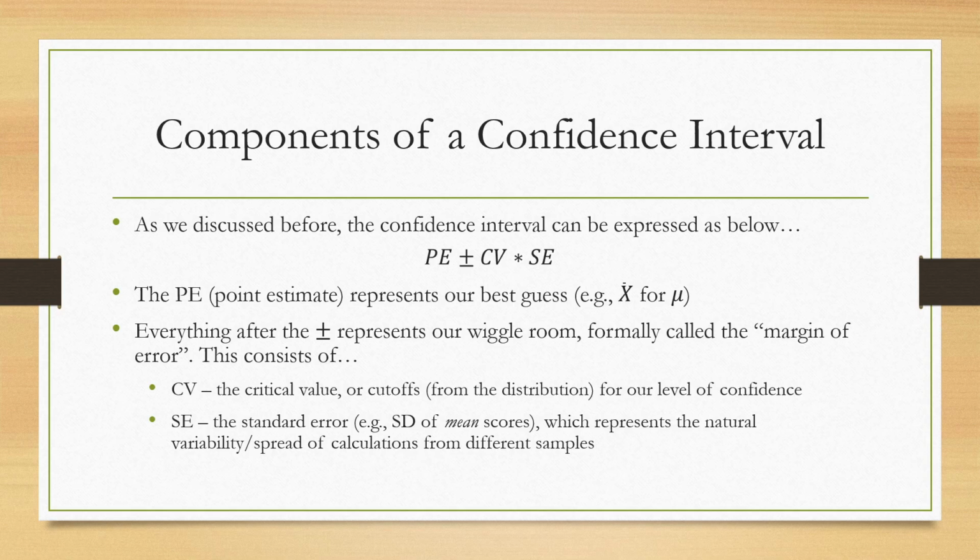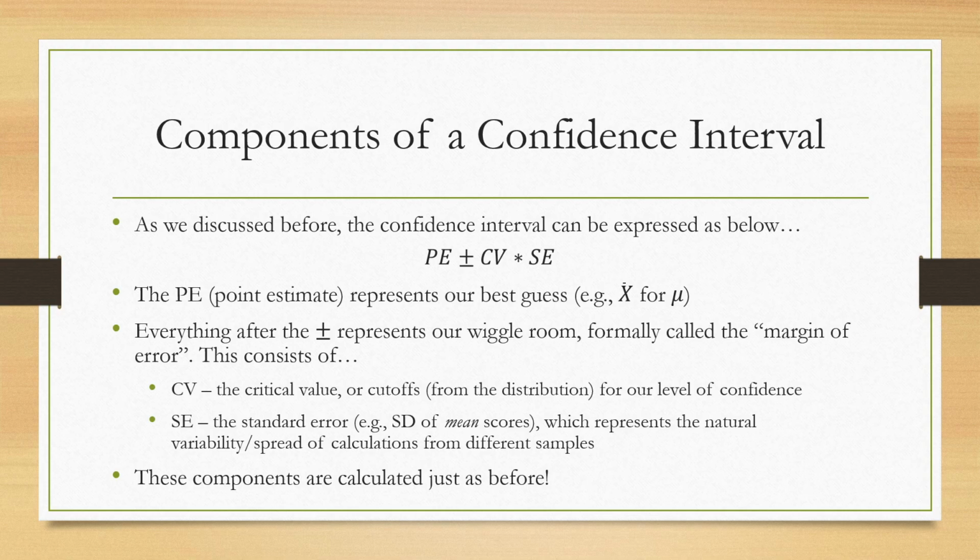Recall we had that example of a sample of 100 people, we calculate the mean, a second sample of 100 people, calculate the mean, and because they're different samples, they're going to have slightly different means. That variability between the means, that's the standard error.